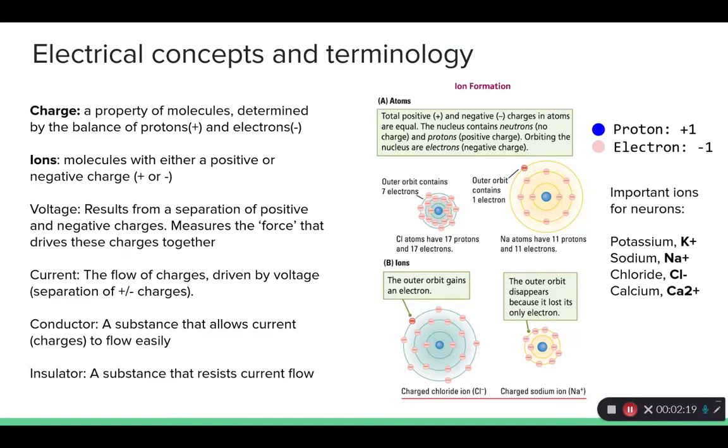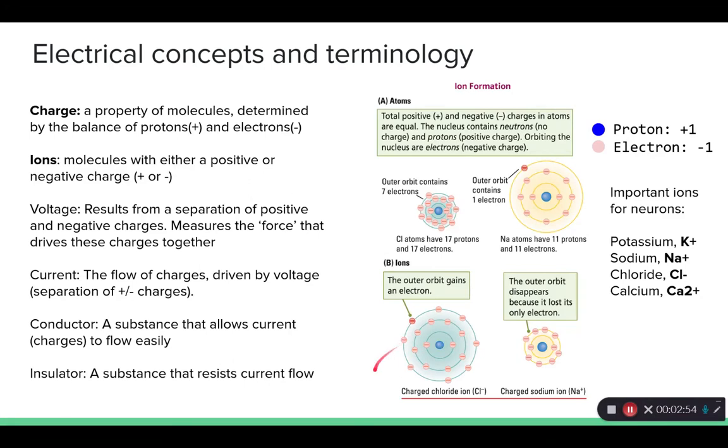Now the first two concepts that we need to talk about, and we've already discussed them a little bit, are the ideas of electrical charge and ions. Charge, of course, is just a fundamental property of matter. Protons convey positive charge and electrons convey negative charge. Most of the time, atoms have an equal number of protons and electrons, which means they have a net neutral charge. But if they either gain electrons or lose electrons, then they become ions and they acquire a net charge.